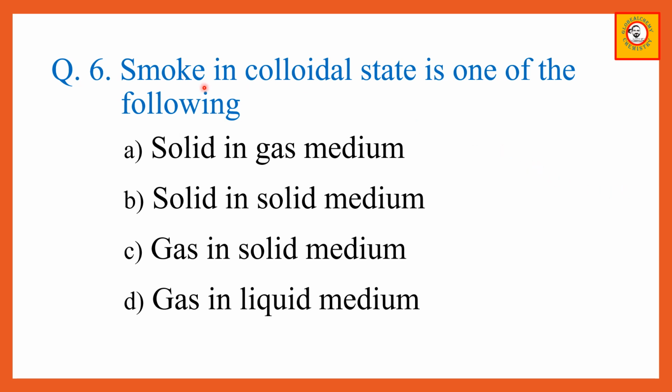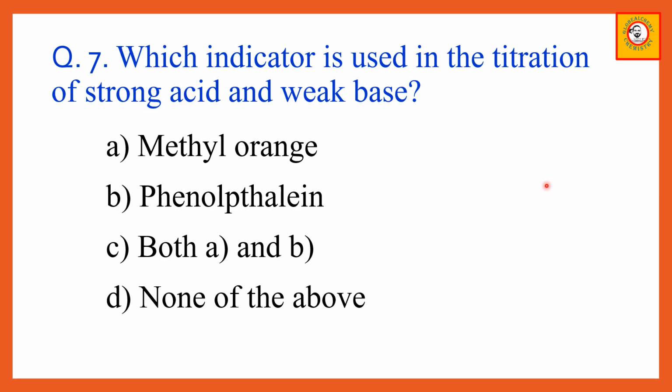Question 6. Smoke in colloidal state is one of the following. The answer is solid in gas medium. Question 7. Which indicator is used in the titration of strong acid and weak base? The answer is methyl orange. Methyl orange shows red color in acid medium and yellow color in basic medium.